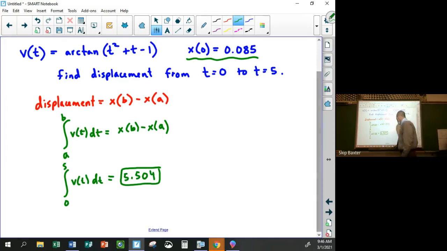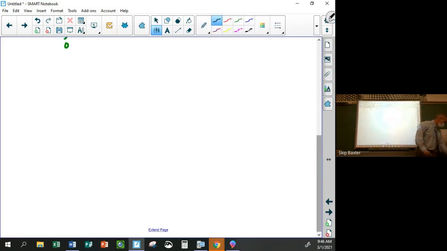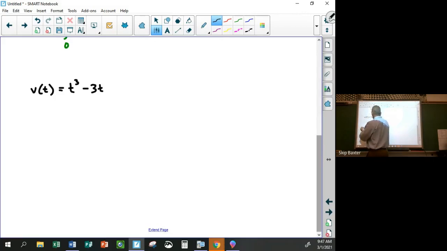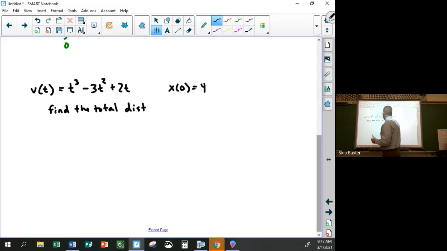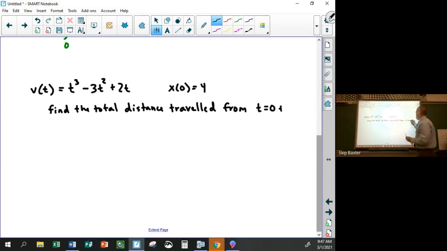Okay? Let's do more. What if they said v of t equals t cubed minus 3t squared plus 2t, and the position at 0 equals 4, and they said find the total distance traveled from t equals 0 to t equals 3.